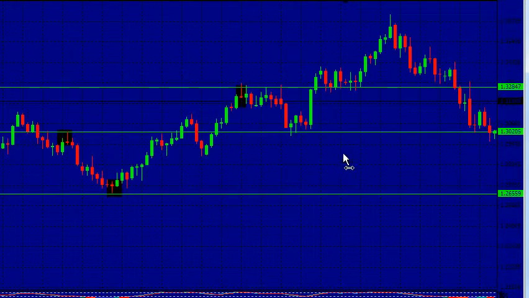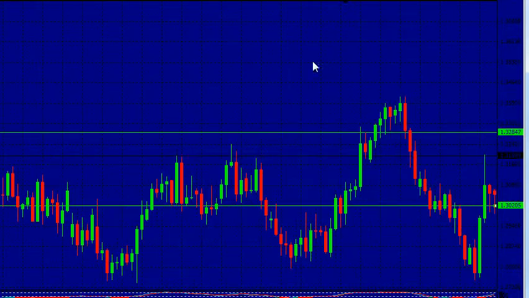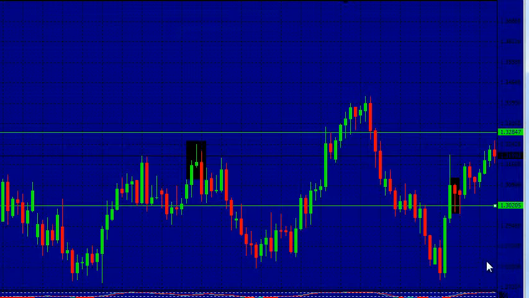I'll just try and find some larger examples. Try and make this a little more simple. Here we go. Big pin bar reversal there. Two pin bars here. It's also an inside bar setup as well. We'll run through that another time.